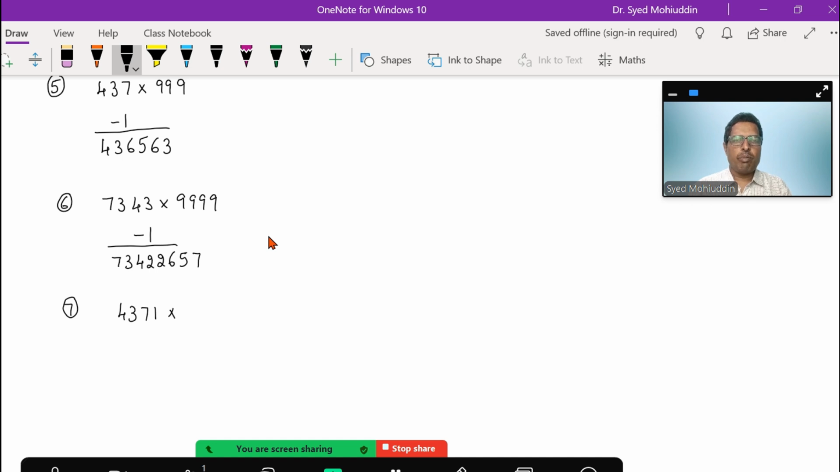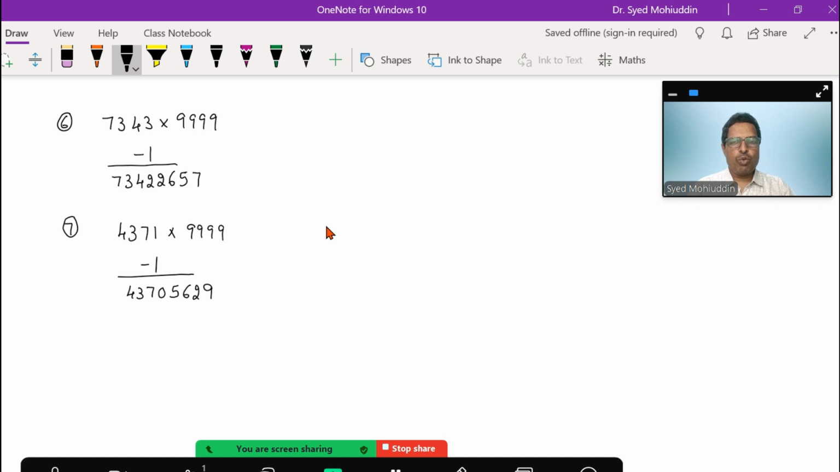4371 multiplied by 9999. So subtract 1. So if you subtract 1, how much you'll be getting? 4370. Now again, 9 minus 4 is 5, 9 minus 3 is 6, 9 minus 7 is 2, 9 minus 0 is 9. That's the required solution. Getting it? Now can you try a few more examples?